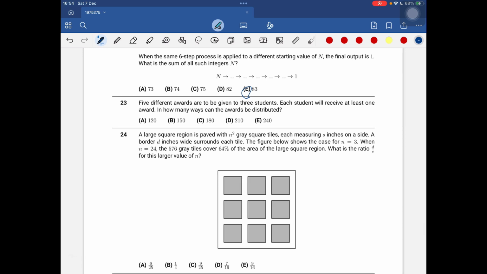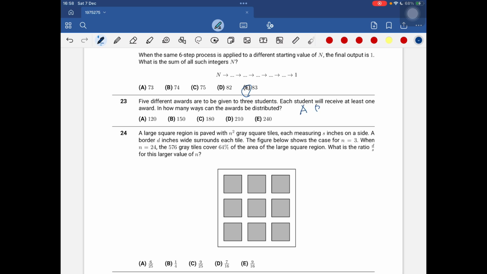5 different awards are to be given to 3 students. Each student will receive at least 1 award. How many ways can the awards be distributed? Okay. A, B, C, D, E.